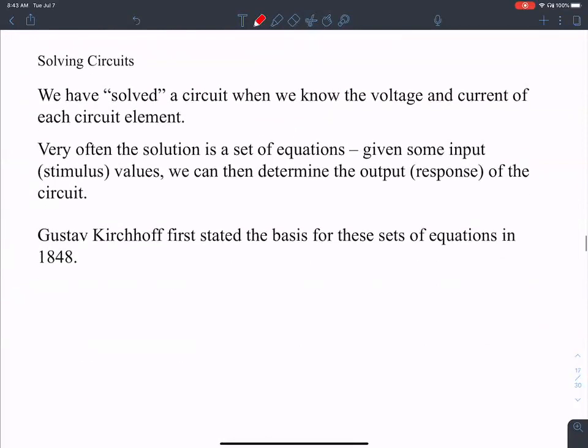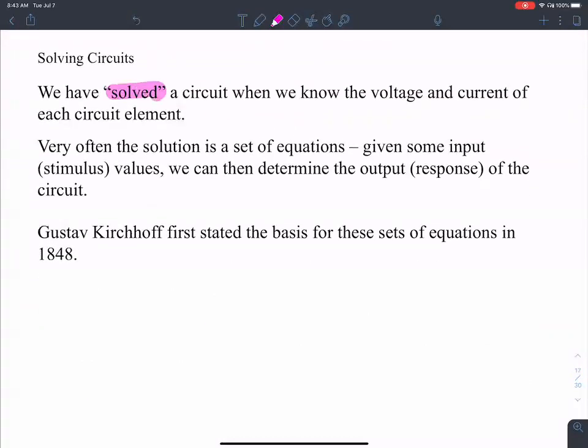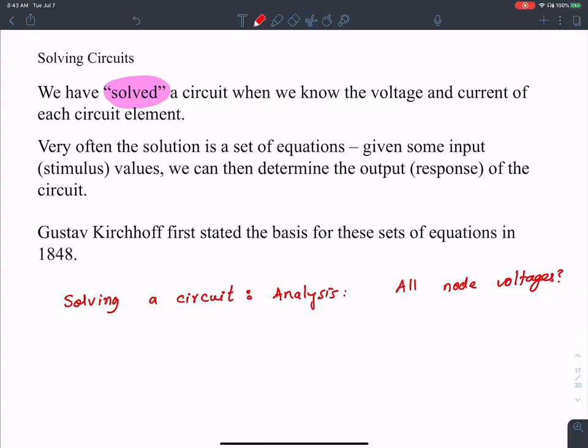So we looked at passive sign convention, Kirchhoff's current law, and Kirchhoff's voltage law is what we will do today. When you want to solve a circuit, we employ one, two, or more of these techniques, often seamlessly. What do I mean by solving a circuit? This is the part of analysis that means finding all node voltages and also finding all branch currents.